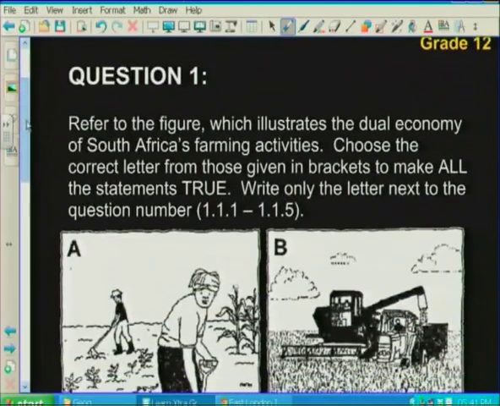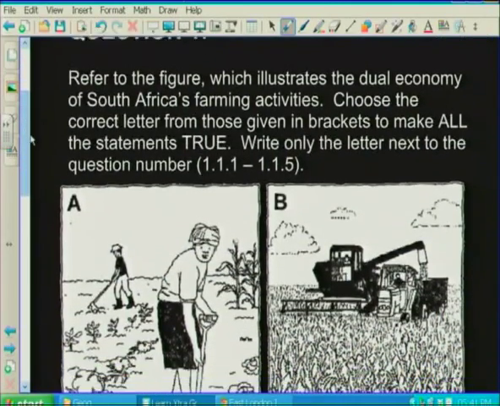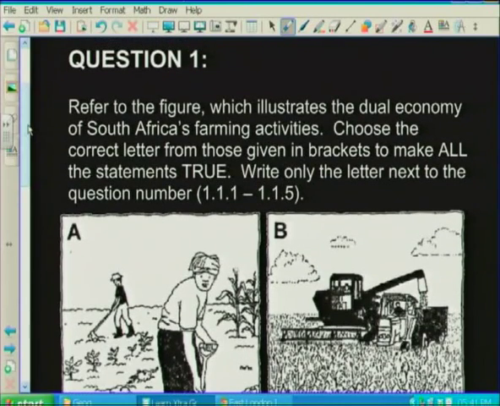All right, so here is an actual example of a question. Let's see how they could ask you some of the stuff I've been explaining in the exam. This is question 1 taken from a particular exam one of the years previously, and it tells you there in the preamble, refer to the figure which illustrates the dual economy of South Africa's farming activities.